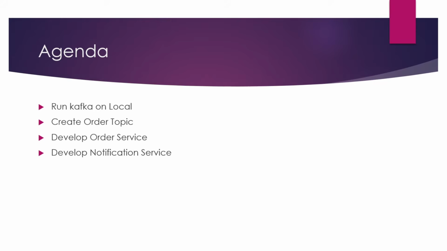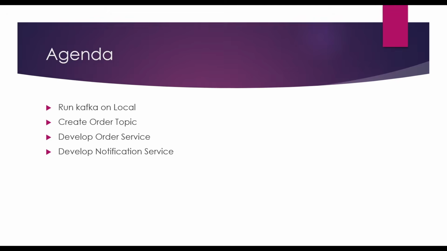So let's get started. The first step is to run the Kafka on the local system. There are different ways to run Kafka. We can use Docker containers, we can use a cloud offering, or we can download the Kafka and run it on the local system. So I'm going to show you how to download the Kafka and how to run the Kafka on Windows system. To download Apache Kafka, we can simply Google Apache Kafka download.